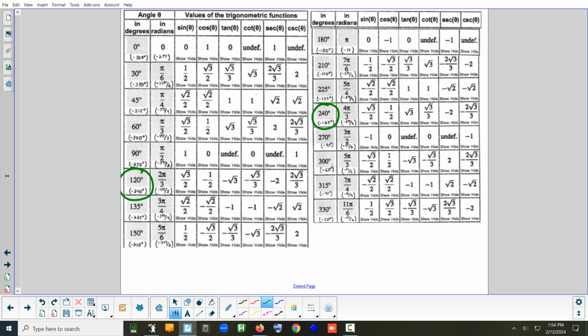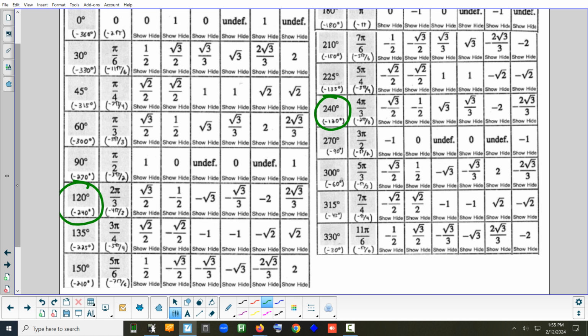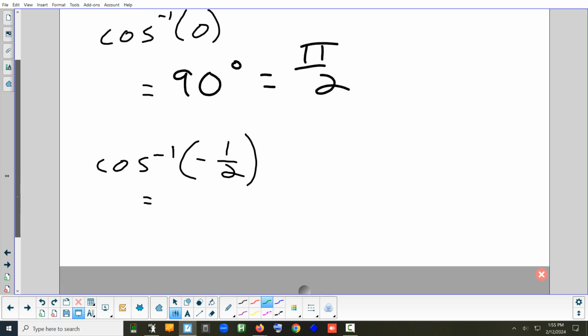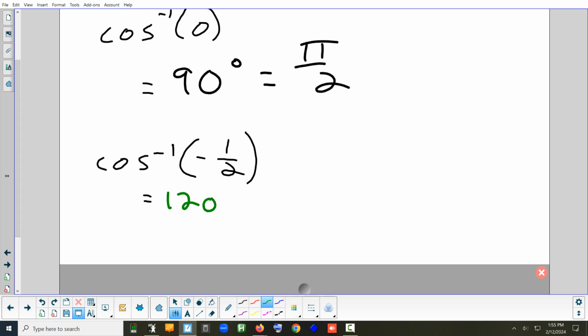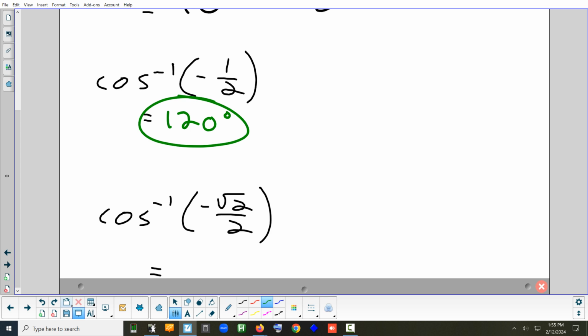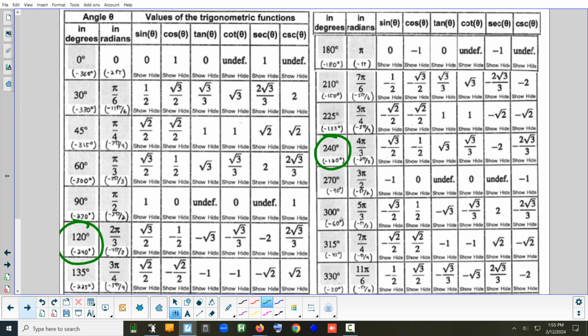Okay, so we got 4 choices. Which one do we go with? 120, because it's between what? It's between 0 and 180. Yep. 120. And I'll try one more with inverse cosine. So inverse cosine of negative root 2 over 2.